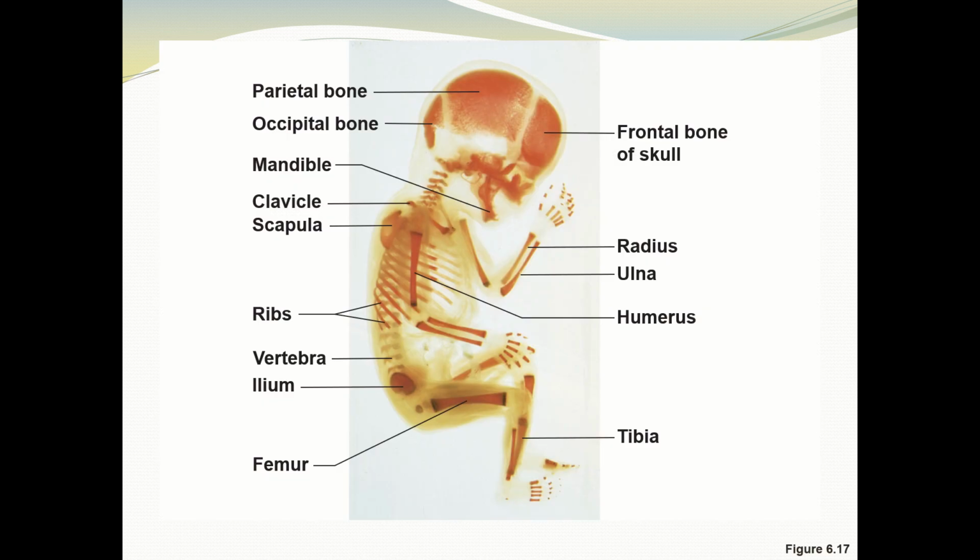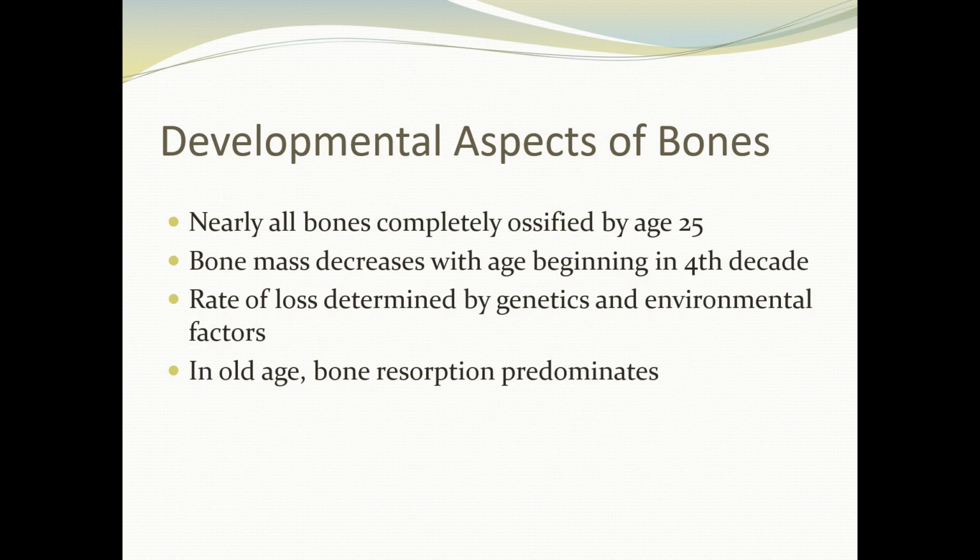So here's a beautiful picture. You can see the development of the fetal bones. Nearly all bones are completely ossified by the age of 25. Bone mass will decrease with age beginning in the 4th decade, so that's going to be in your 30s. And the rate of loss will be determined by genetics and environmental factors. And in old age, bone reabsorption will predominate over bone deposit.